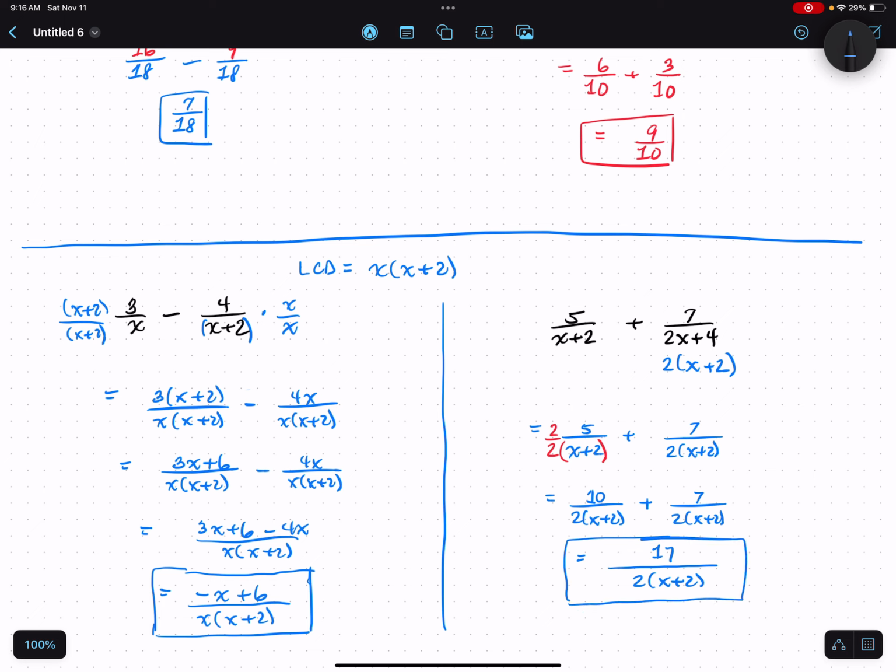So there is a short intro to adding and subtracting fractions. Last video we saw like denominators. This video we see unlike denominators.